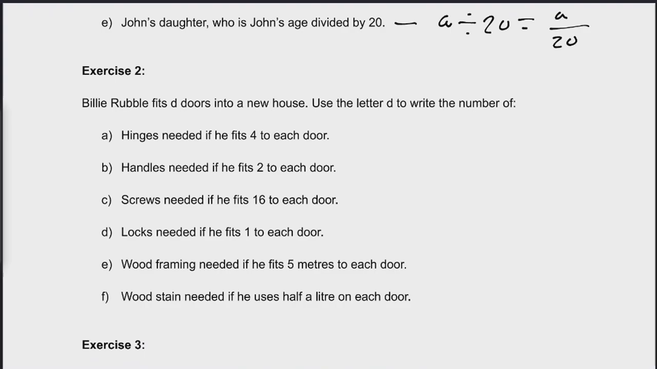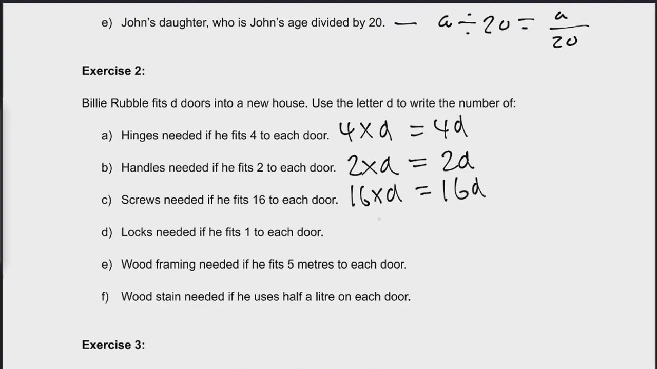Use the letter D to write the number of hinges if he fits 4 to each door. So that's going to be 4 times D, 4D. Handles needed if he fits 2 to each door. So if you've got D doors, 2 per door, it's going to be 2 times D, which is equal to 2D. Screws needed if he fits 16 to each door, 16 times D, which is going to be 16D.